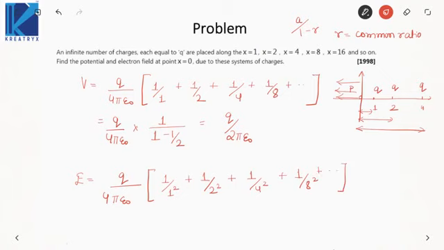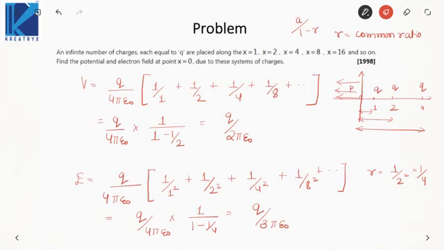So what is the difference here? Here the common ratio is not 1 by 2, it is 1 by 2 square, that is 1 by 4. So what will be the sum of the infinite GP? Q by 4 pi epsilon naught into 1 upon 1 minus common ratio, that is 4 by 3, which is q by 3 pi epsilon naught. Okay, that will be the sum of the infinite GP.